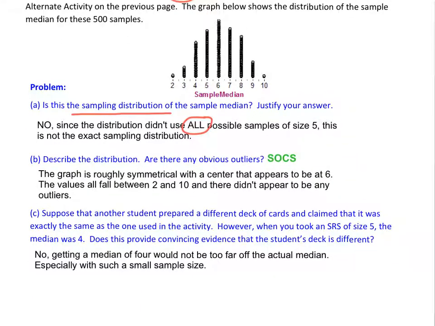If you had a friend that did the same activity and said, hey, wait a minute, I got a median of 4, do you think they're using a different deck? Or were they doing it the same way you were? Well, they would be like right here. Our center was at 6. 4 doesn't seem like that crazy of a thing to get. It's just a little bit below the center, so I would say no. Getting a 4 is not too far off the actual median. If they got a 2, maybe that would be stronger. The farther you get away from the center, the stronger evidence you would have that maybe they weren't using the same deck as you.